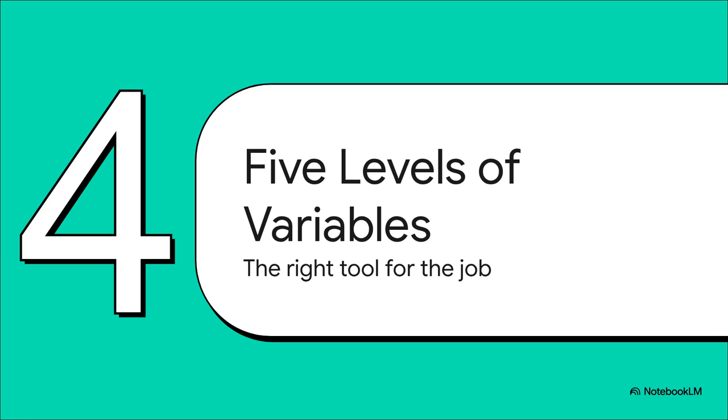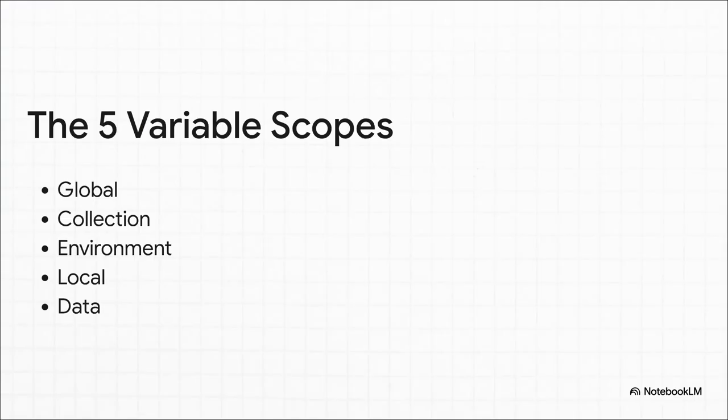So now we know why we should use variables. But it's not a one-size-fits-all kind of deal. Postman gives us different scopes or levels of variables. This means you can pick the perfect tool for whatever job you're trying to do. And there are 5 of them in total: global, collection, environment, local, and data. Each one has a very specific job and a specific area where it can be seen and used.